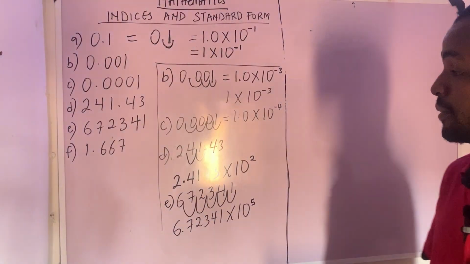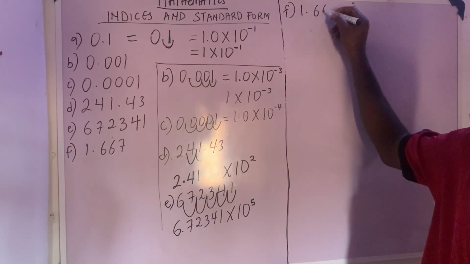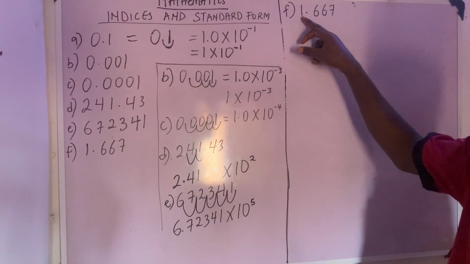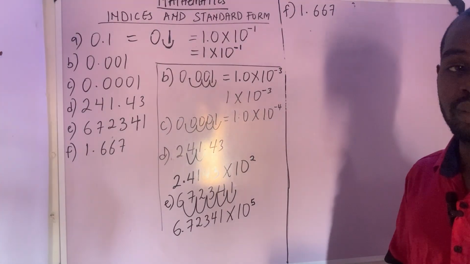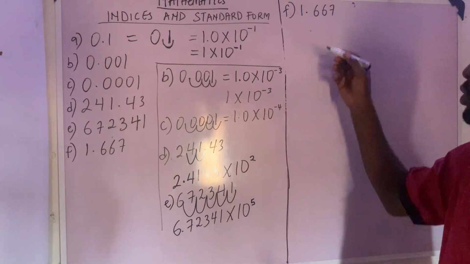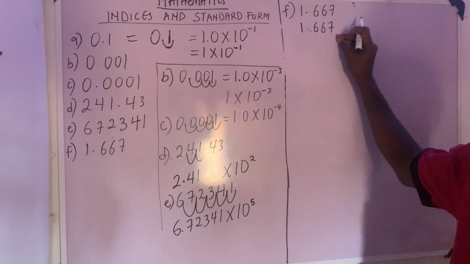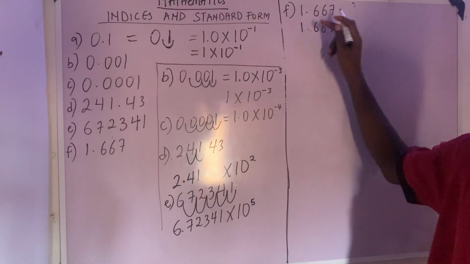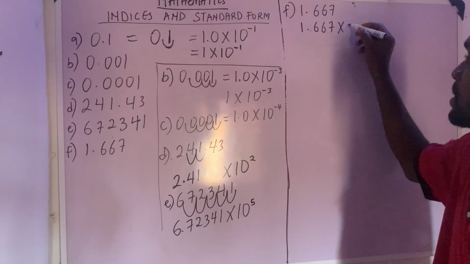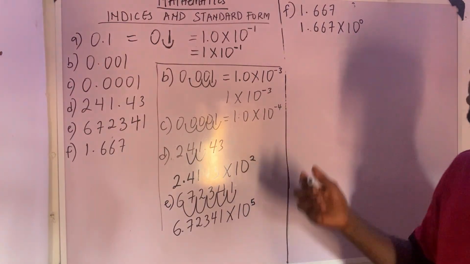Now for F we have 1.667. Looking at this F, after the first number, the point is already there. So since after the first number, the point is already there, we're not shifting anything again. So you bring it down, 1.667. Check the question and check your answer. There's no difference. Where there is 1, there is 1. Where there is point, there is point. So since you didn't shift anything, the answer now is times 10 raised to power nothing, because you did not shift. And checking, confirming.